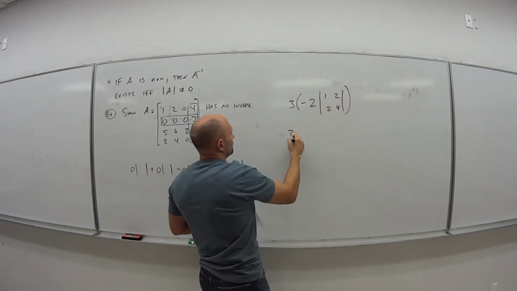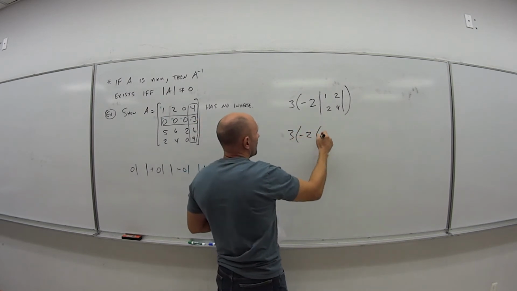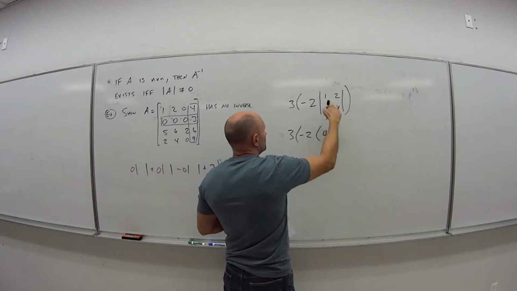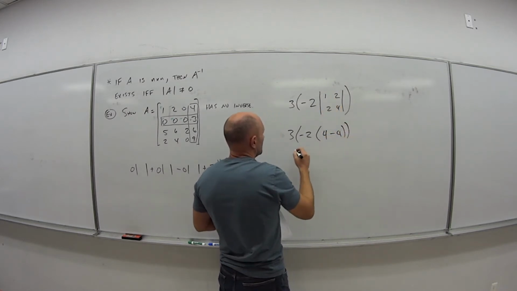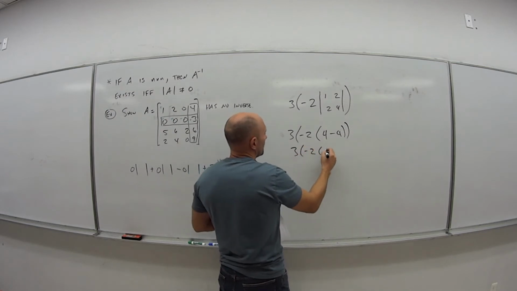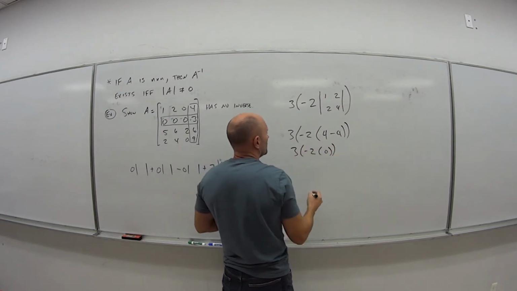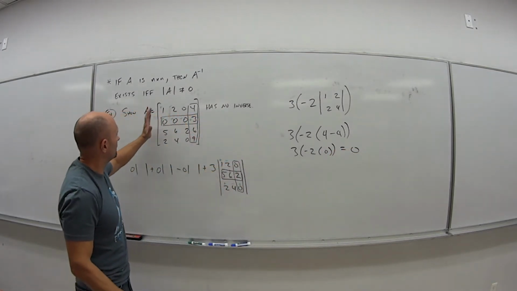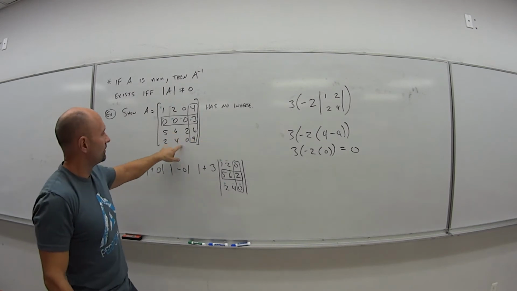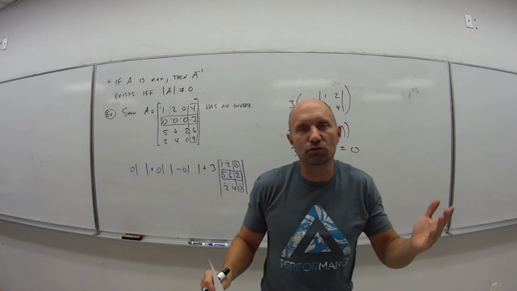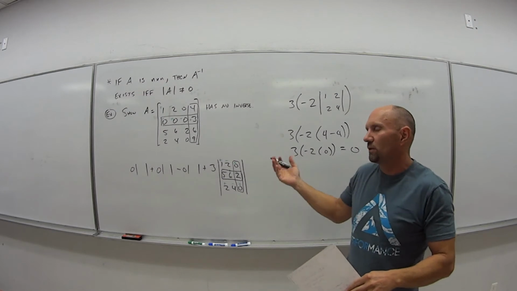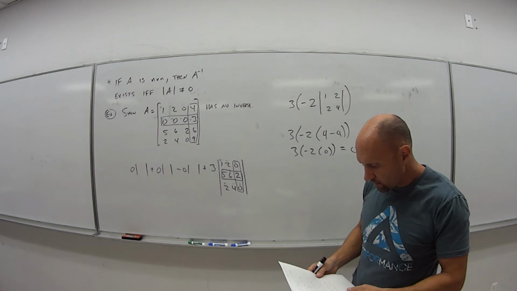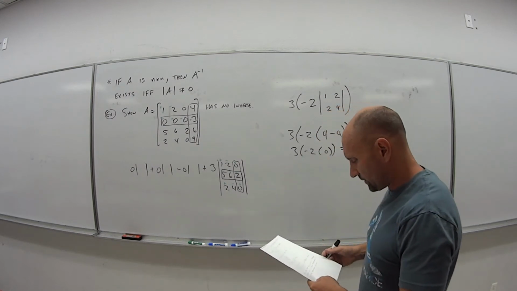So it's 3 times negative 2 times, this determinant is 1 times 4 is 4, minus 2 times 2 is 4. So it's 3 times negative 2 times 0. So this whole thing is equal to 0. Therefore, since the determinant of this matrix is 0, this has no inverse. I don't even need to try to do the identity matrix, because it's not going to get me anywhere. I'll just end up with a row of all zeros somewhere. So that's that there.